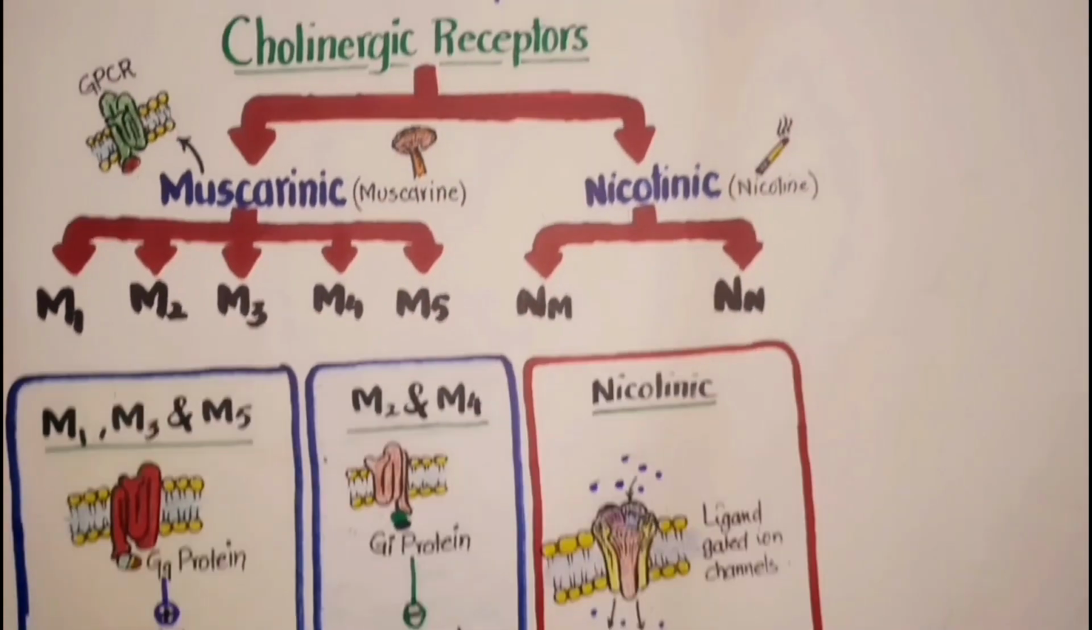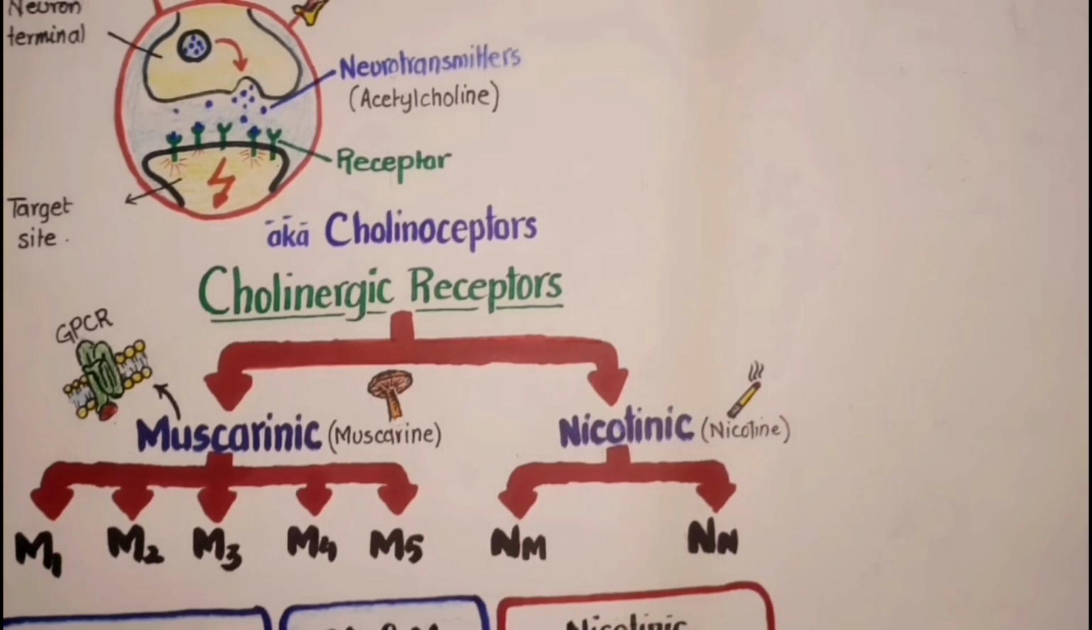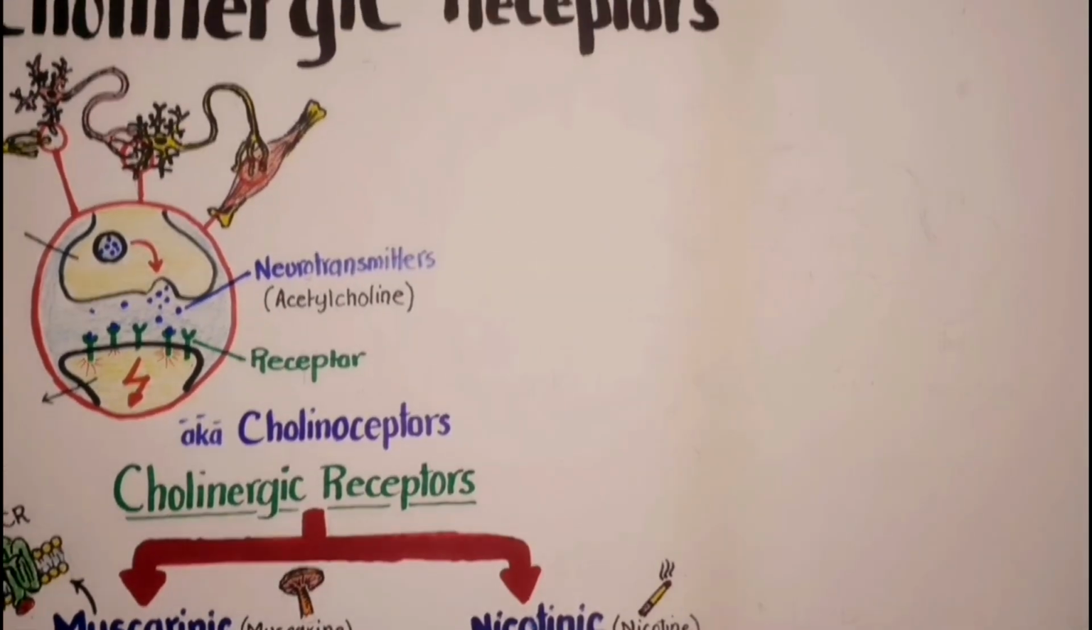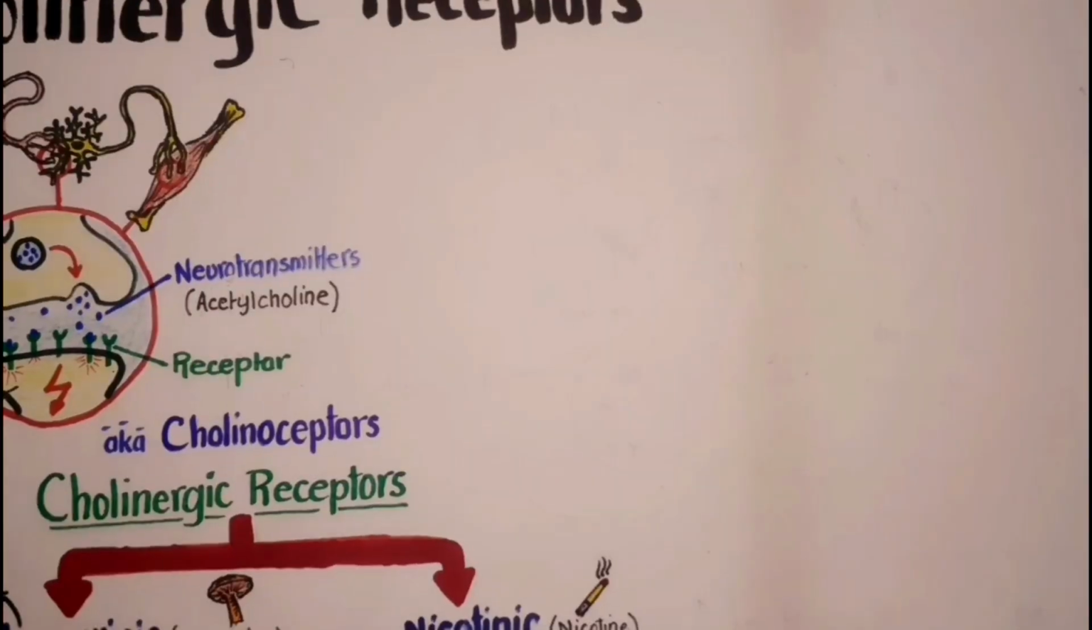Now, let's discuss the locations of these cholinergic receptors one by one and how the target site responds when the receptors on it are stimulated. Moreover, most organs have more than one subtype of receptors, but usually one subtype predominates in a given tissue.